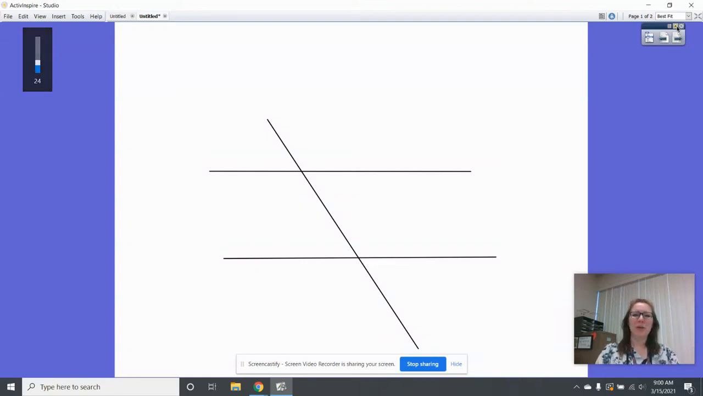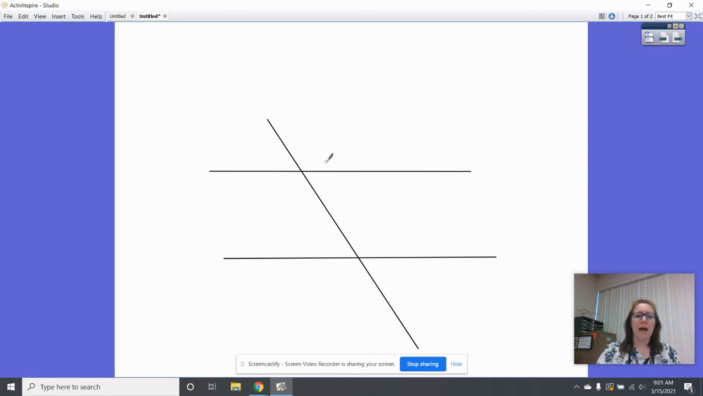Hi, today we are going to talk about the angles that are formed when we have two parallel lines with a transversal. So first thing let's talk about is what's a transversal. A transversal is a line that intersects two parallel lines. What I have here on the screen is an example: here's two parallel lines, and this line is a transversal because you'll see it's crossing both of these parallel lines.